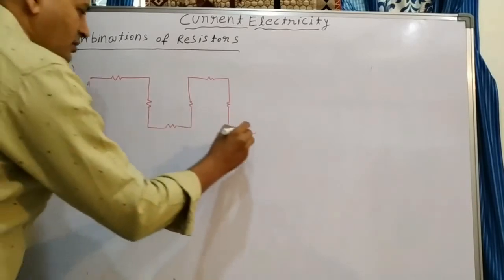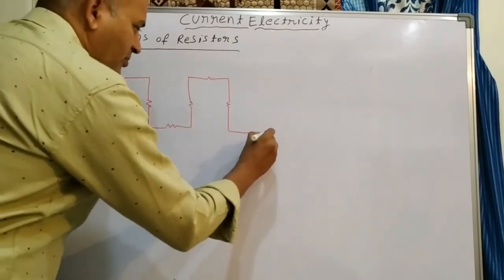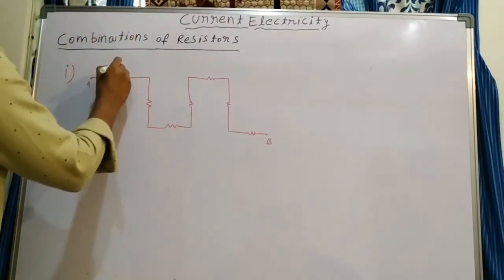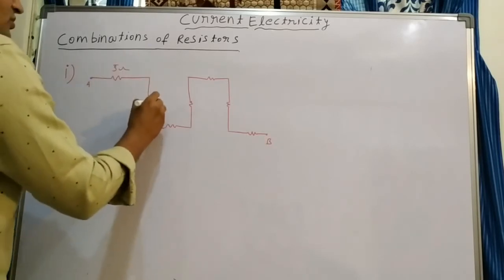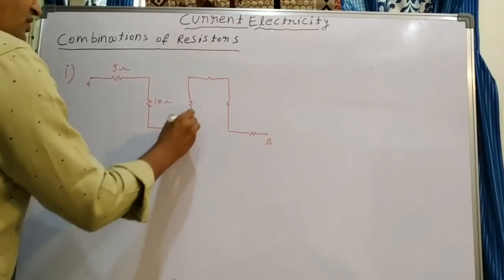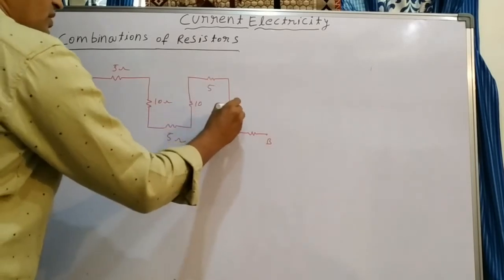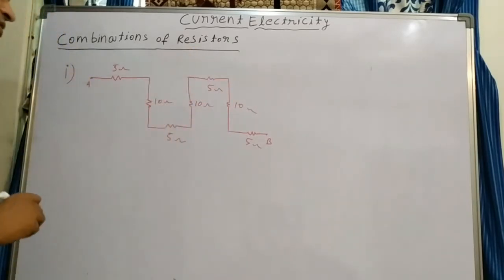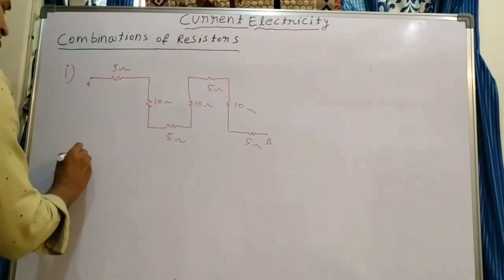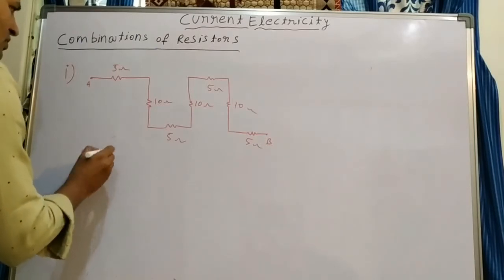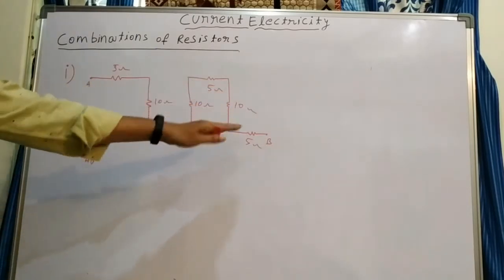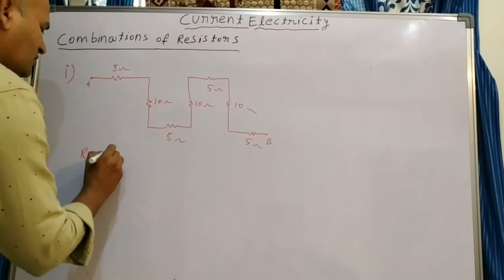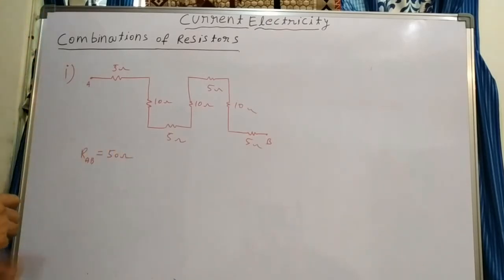Between A and B, what is the resistance? If they give all these values, 5 ohms, 10 ohms, 5 ohms, 10, 5, 10, 5, all are in series. So resistance between A and B, RAB, is equal to 5 plus 10 plus 5 plus 10 plus 5 plus 10. Like that we can do 30 plus 20. Then we can write 50 ohms total. All are in series.